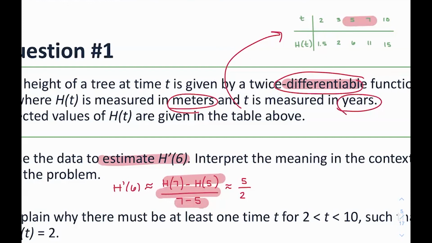Then we can always do the interpretation using those words, rate of change. So this slope of the tangent line means that the rate of change of the height of the tree at time 6 is approximately 5/2 meters per year. 5/2, 2.5, whatever you want to show that as. So the rate of change of the height of the tree at time 6 is approximately 5/2 meters per year.